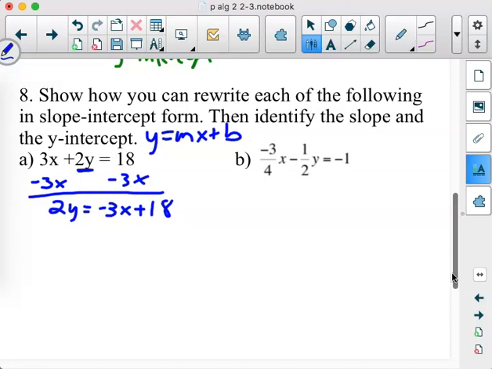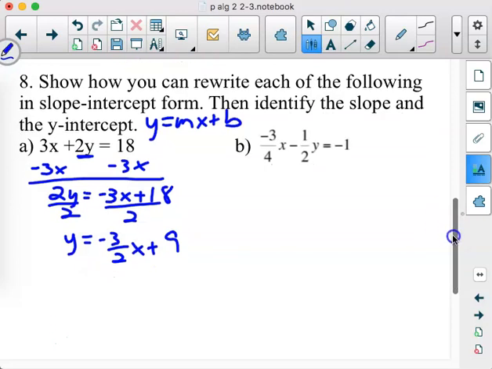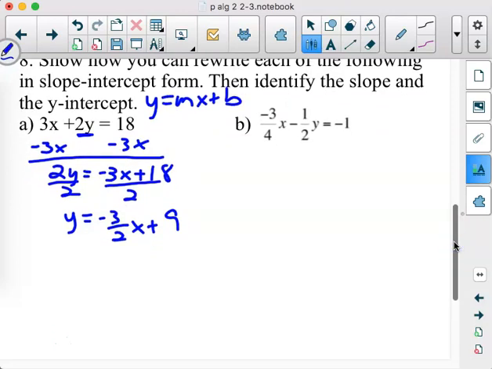What do I do to get y alone? Divide everything by 2. Now, negative 3/2, perfectly fine. It's simplified. There's nothing I can do with that. But 18 divided by 2, yeah, that's 9. So I want to make sure that I have that as 9. Now, we have it in slope-intercept form, and it said now we have to stop and tell them what is the slope and what is the y-intercept.